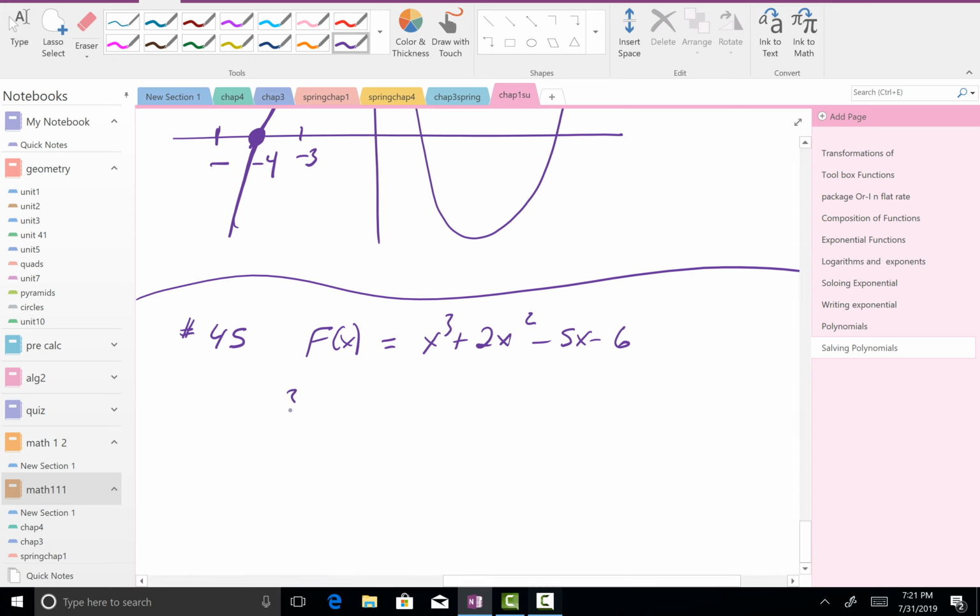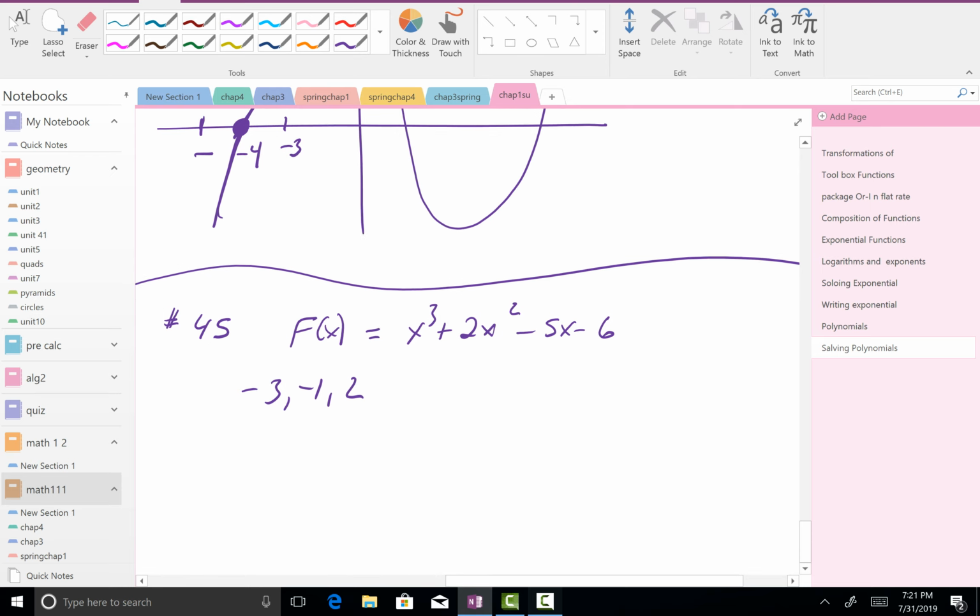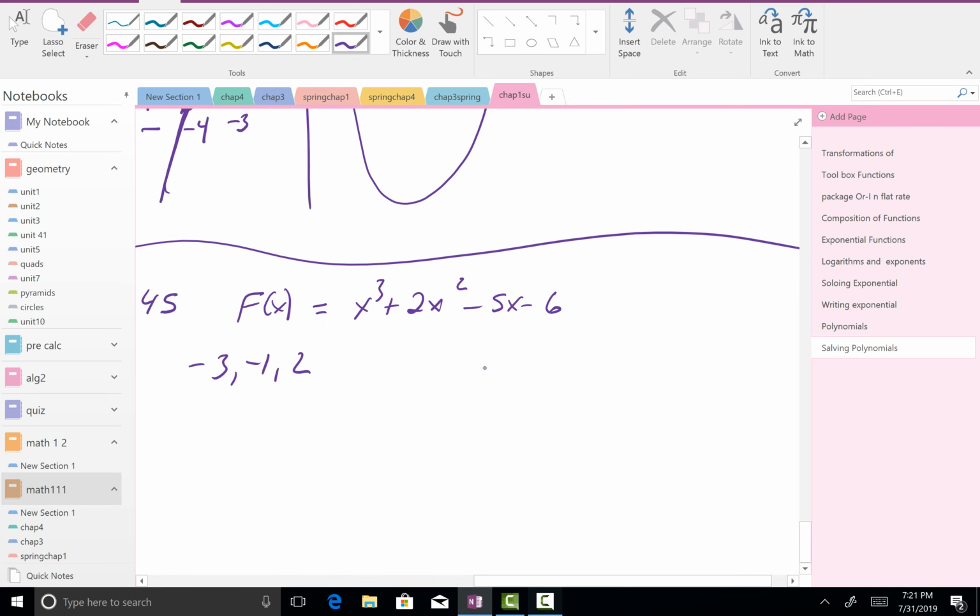-3, -1, 2. Okay, you found them. There's 3 of them. The degree is 3. It matches up. Now I want you to factor it. So you write down these parentheses. What's going to go in the parentheses? x plus 3, x plus 1, x minus 2.